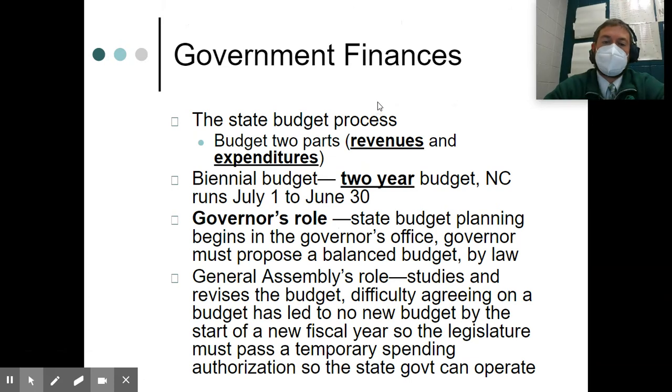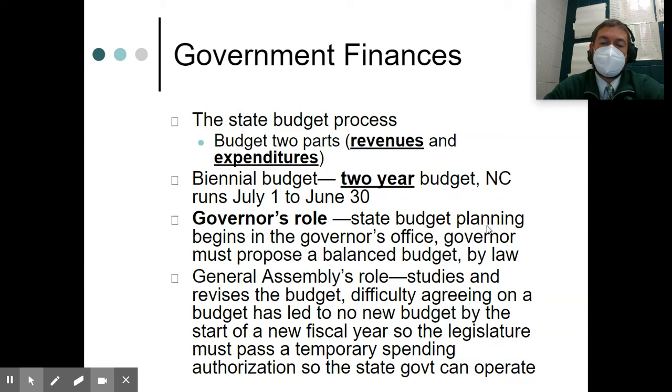Government finances, the state budget process. The budget has two parts, revenues and expenditures, which is really the same two parts of any budget. Income, and then what you spend. So it's a biennial budget, meaning it's a 2-year budget. North Carolina runs July 1st to June 30th. That's our fiscal year or financial year.